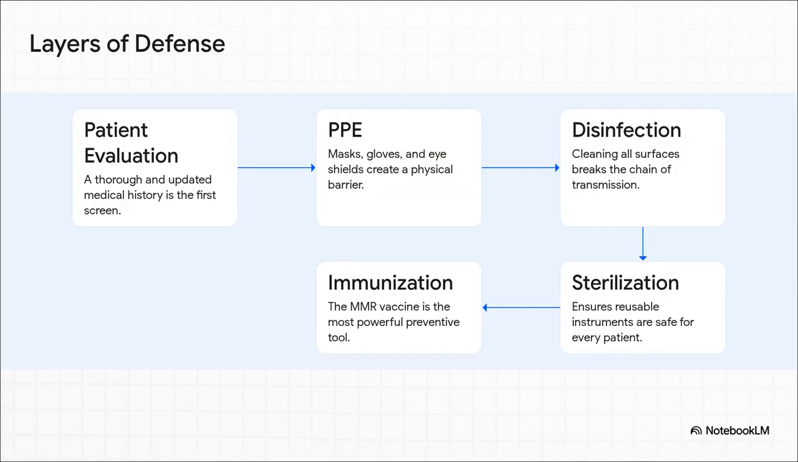So what does our strongest defense look like? It's all about layers, especially in a place like a dental clinic where those first clues can pop up. It starts with just being vigilant, evaluating every patient's medical history. Then you have your physical barriers, your PPE, masks, gloves, the works. You've got to break that chain of transmission with relentless disinfection and sterilization. But after all of those layers, the evidence is just overwhelming. The single most powerful, most effective tool in our arsenal, the ultimate defense, is immunization.